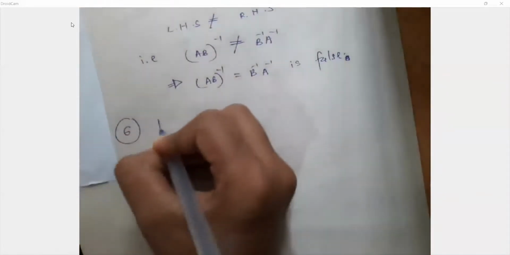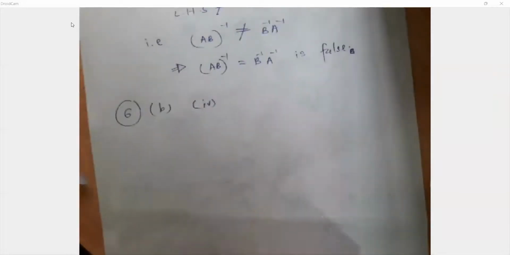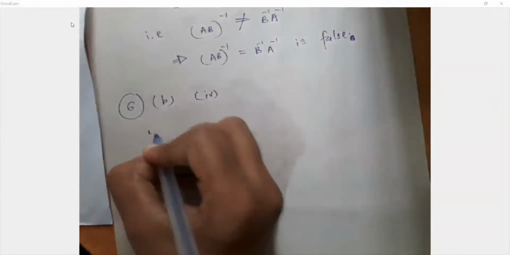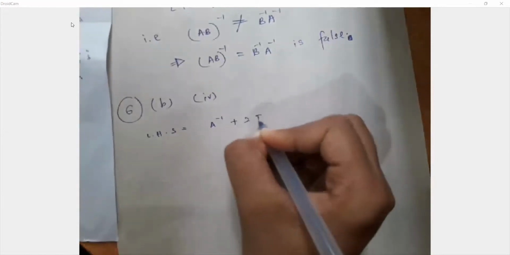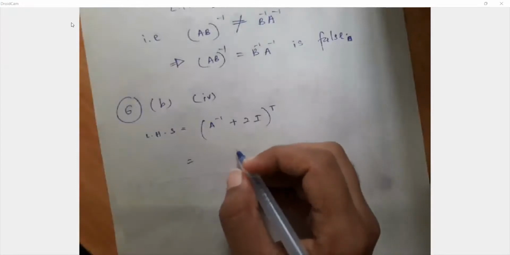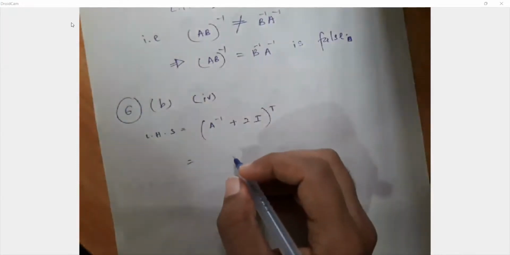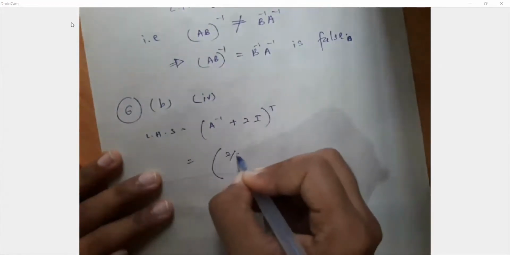Take the sixth question, part B, fourth one. I will tell you how to do the question, but I will not simplify that one. Take the left hand side: A inverse plus 2I transform. Our A inverse, from the first question, we got A inverse as what? This is our A inverse, 2 over 5.